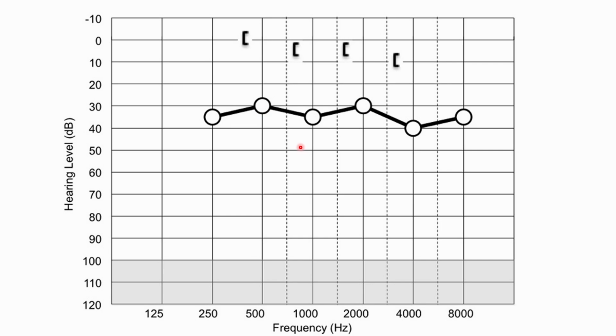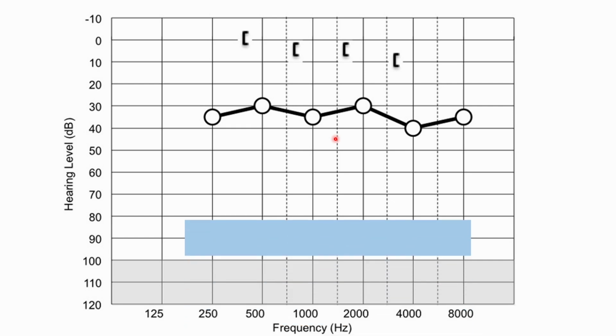So 95 divided by 3 is around 31 to 32, and the bone conduction of these three frequencies is 3.3. So the air-bone gap is 28, which is more than 15 decibel. And since the air conduction is 31, which is in the mild hearing loss level, the degree of hearing loss will be mild. So the patient will have conductive hearing loss of mild degree.